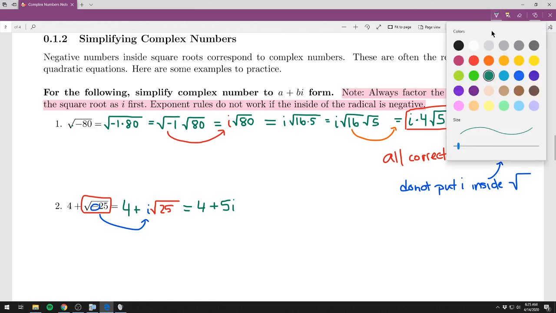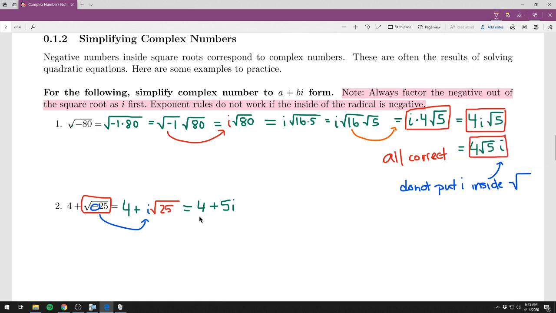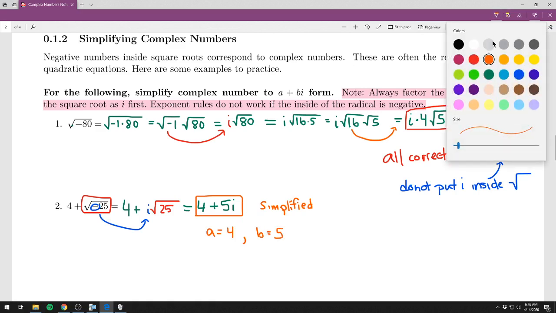Now at this point, what you need to realize is you are done. This is simplified. This is our complex number. 4 is simplified and 5 is simplified. 4 is our a. You don't have to write this part down, but I'm just going to. 4 is our a, or our real part. 5 is our b, or our imaginary part.